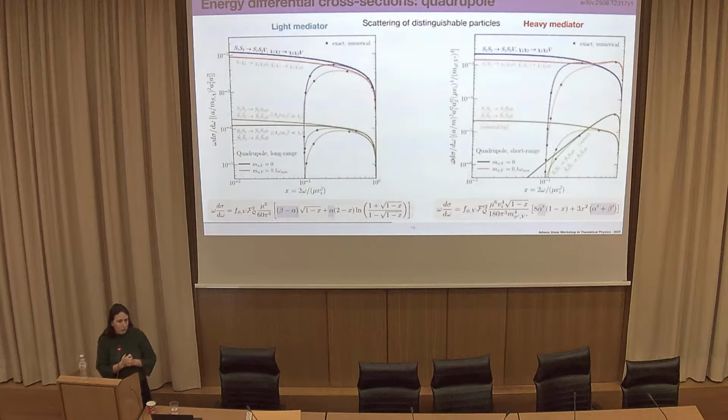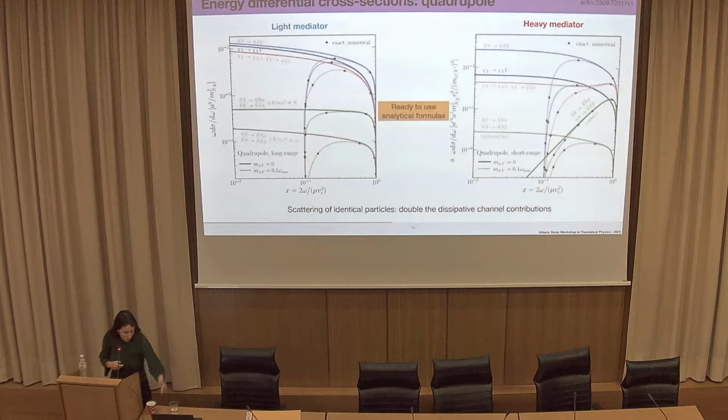At quadrupole order, in agreement with what I told you at the amplitude level, for here this is for the scattering of distinguishable particles, model dependency arises, but we still obtain some really nice compact expression for the energy differential cross-section, which again are in perfect agreement with the full numerically integrated result. And this model dependency can also just be parameterized by this beta and alpha parameter.